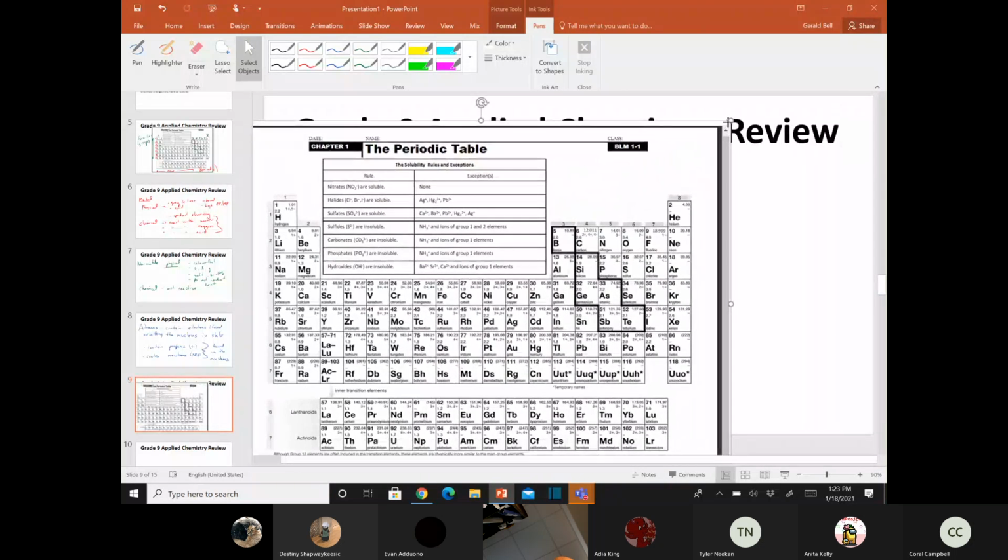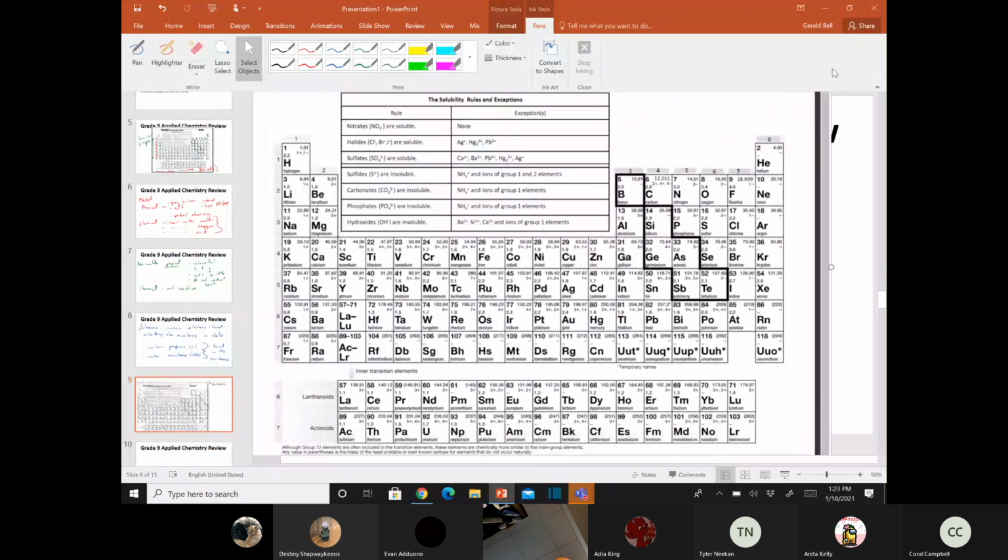So I'm just trying to expand this a little bit so we can see fluorine. That's always my classic example here. So here is fluorine. It is number 9. That number is our atomic number.